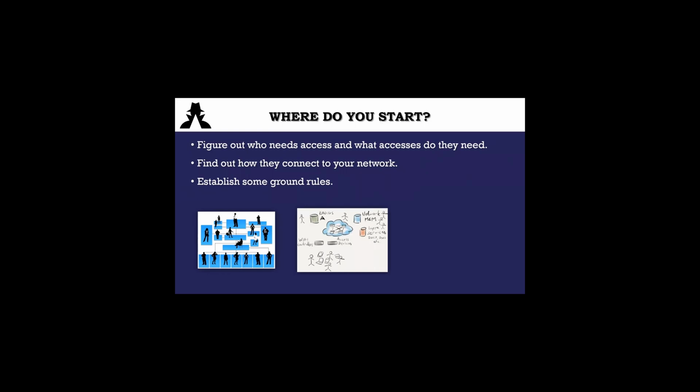Are you going to have an email administrator? Or maybe you're going to have a comptroller who's going to be responsible for timekeeping and payroll, things like that. You want to know first who they are, and then what do they need to be able to do. And after that, you want to find out how exactly are they going to connect to your network. And after you know that, you put some rules in place to govern everything that came before.